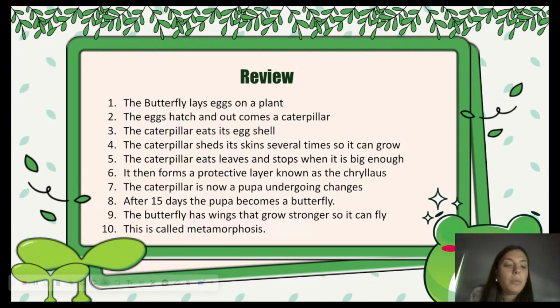So here's the review that we're going to put in our notes. So take out your science notebook and we're going to write all these down. So a butterfly lays eggs on a plant. Unlike a frog, it doesn't lay eggs in the water. The eggs hatch and out comes a caterpillar. The caterpillar eats its eggshell. The caterpillar sheds its skin several times so it can grow.